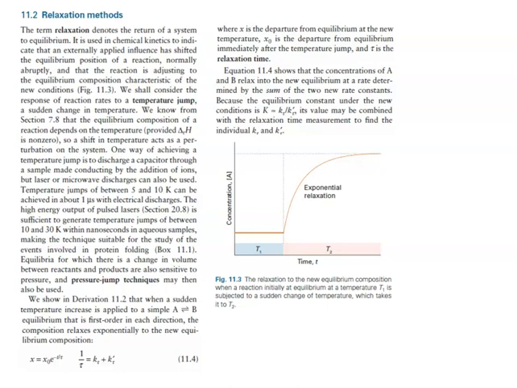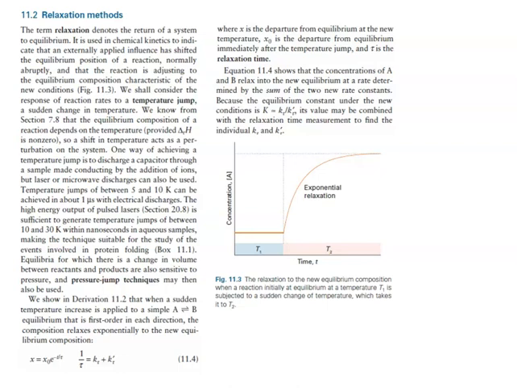So going back to the text, we'll consider the response of reaction rates to a temperature jump, in this case, a sudden change in temperature. We know from 7.8 that the equilibrium composition of a reaction depends on the temperature, provided that delta H is non-zero. So a shift in temperature acts as a perturbation on that system. One way of achieving a temperature jump is to discharge a capacitor through a sample made conducting by the addition of ions. But laser or microwave discharges can also be used experimentally.